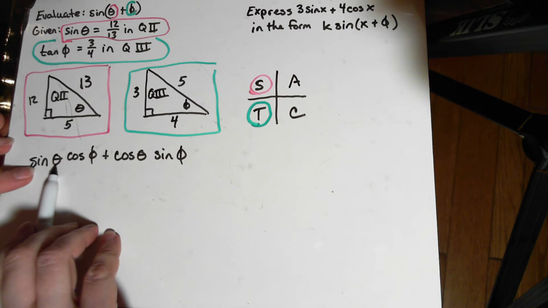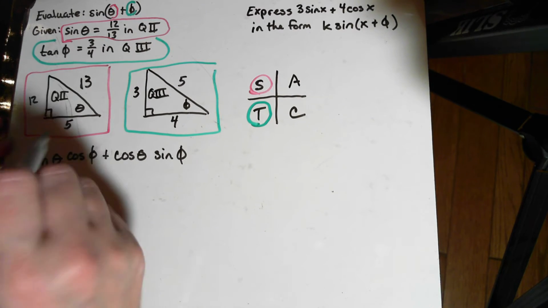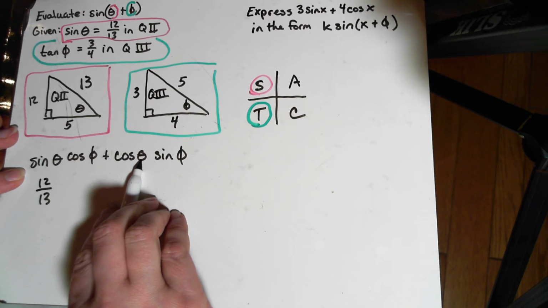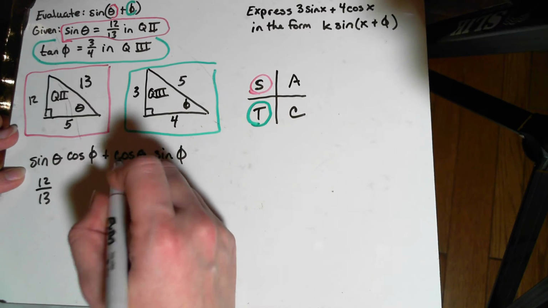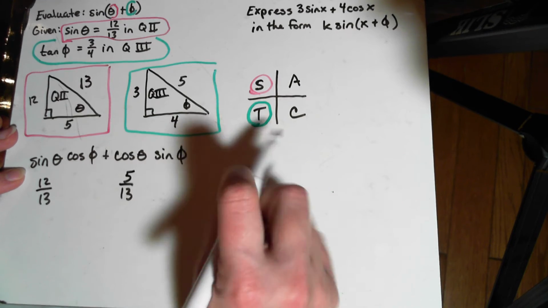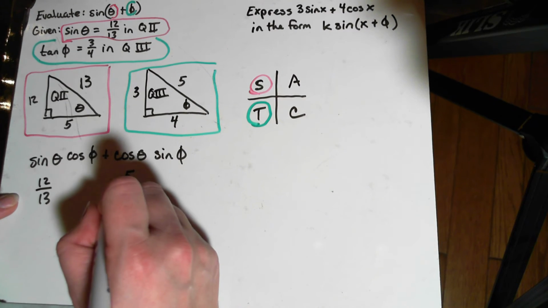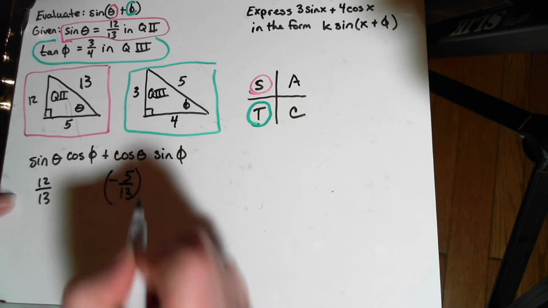So, sine of theta. Sine is opposite over hypotenuse, 12 over 13. Cosine of theta was adjacent over hypotenuse, 5 over 13. Now, we're in the red triangle. Sine is positive. Cosine will be negative.